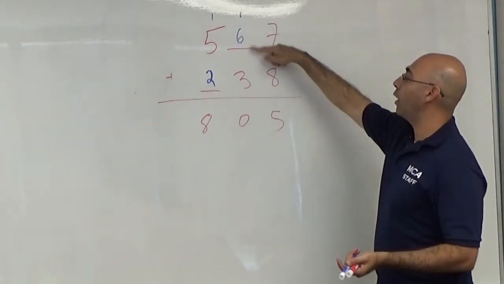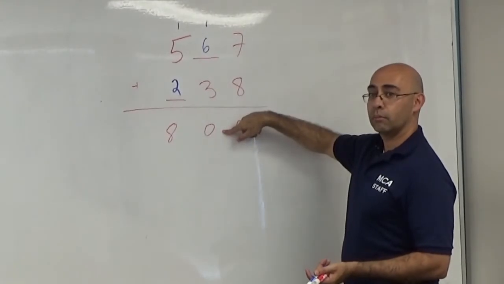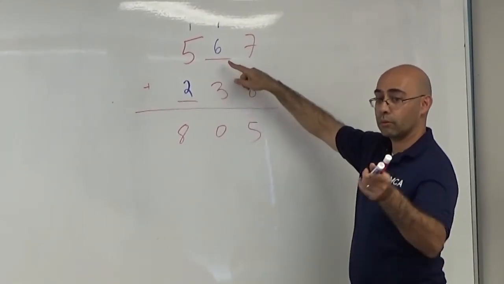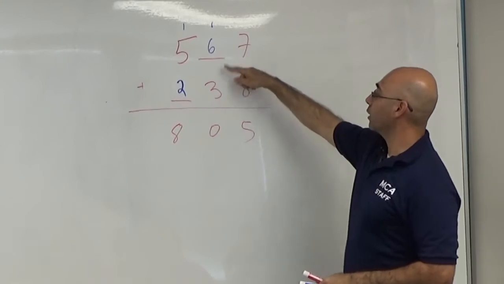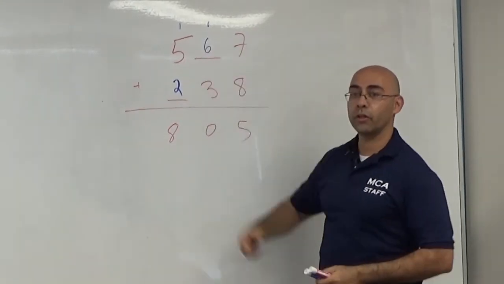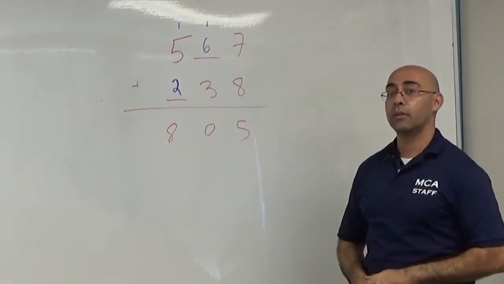4 plus what ends in a 0? 6. So don't mess with that. So 6, so that's a 10. Carry the 1, and then you fill in your 2. So you got to be careful.